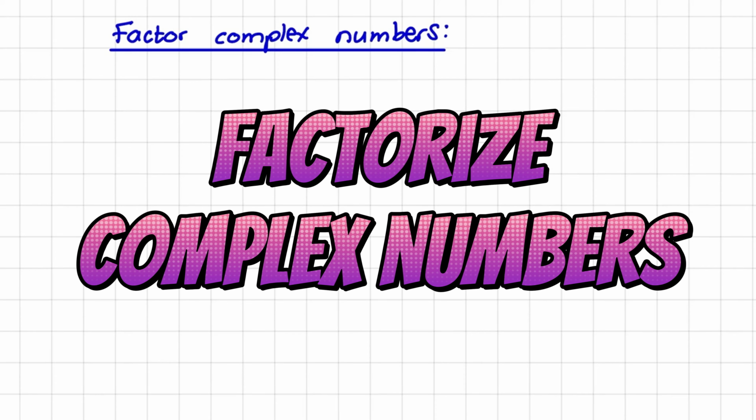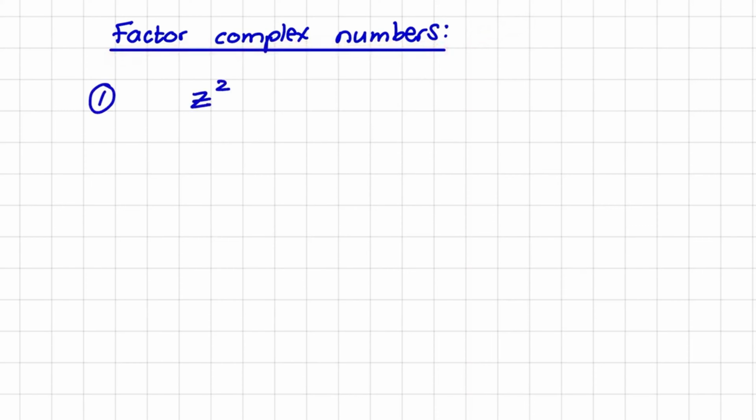We are going on with our series on complex numbers, and in this video we'll revise how to factor complex numbers. In our first example, we have z squared plus 169. And what we want to do is factor this expression. So that is also equal to z squared plus 13 squared.